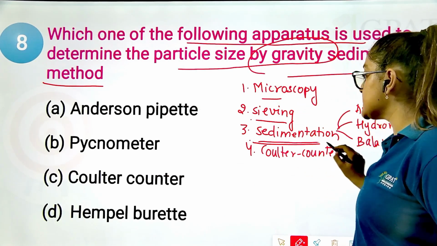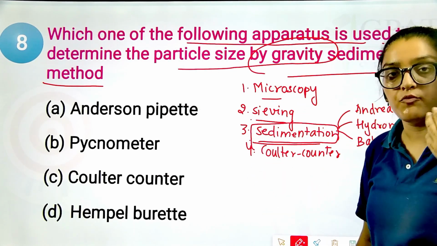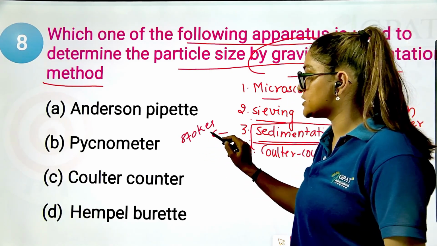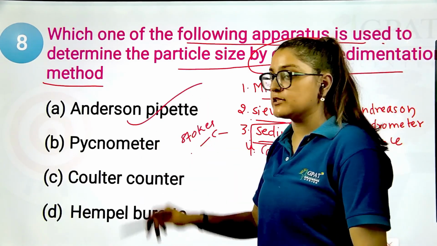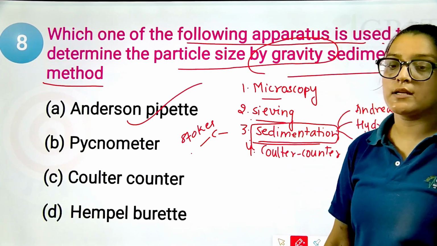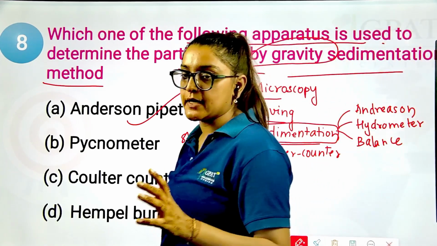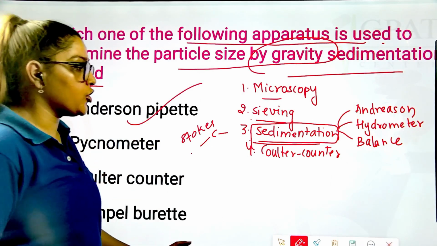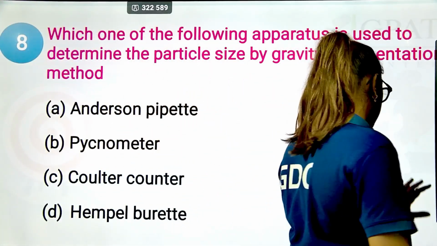So because you can see the sedimentation word here, obviously it correlates with nothing but our Stokes law equation which we just discussed. So it must be the Anderson pipette, there is no other possibility, and the correct answer is going to be the Anderson pipette method. So option A here is definitely correct.